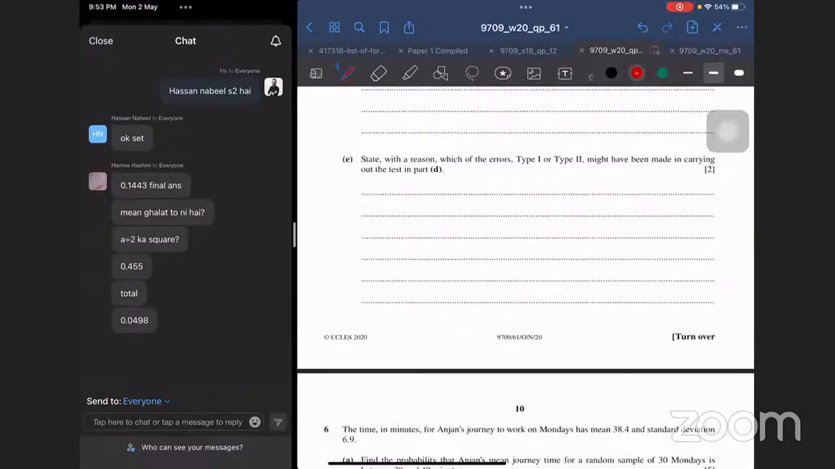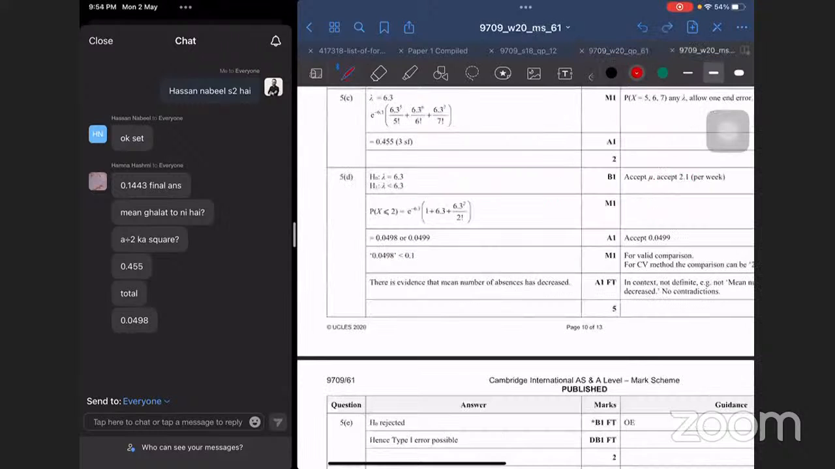State with the reason which of the errors, type 1 or type 2, might have been made in carrying out the test in part B. Type 1, because H naught was rejected. Okay.